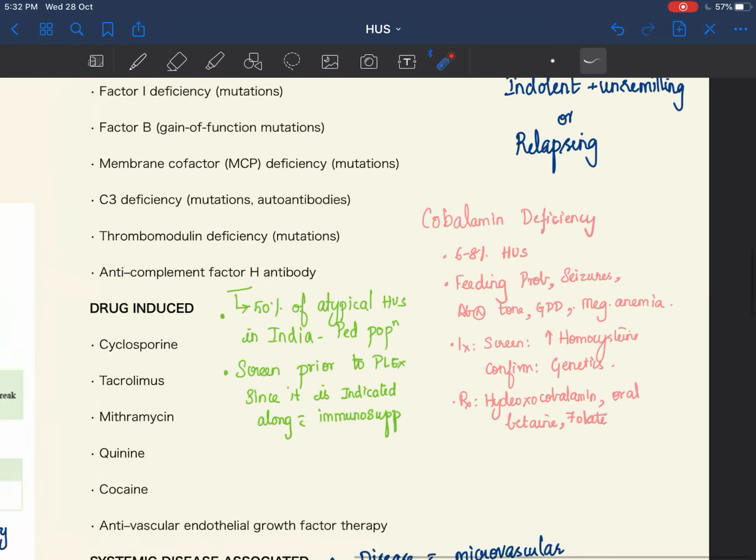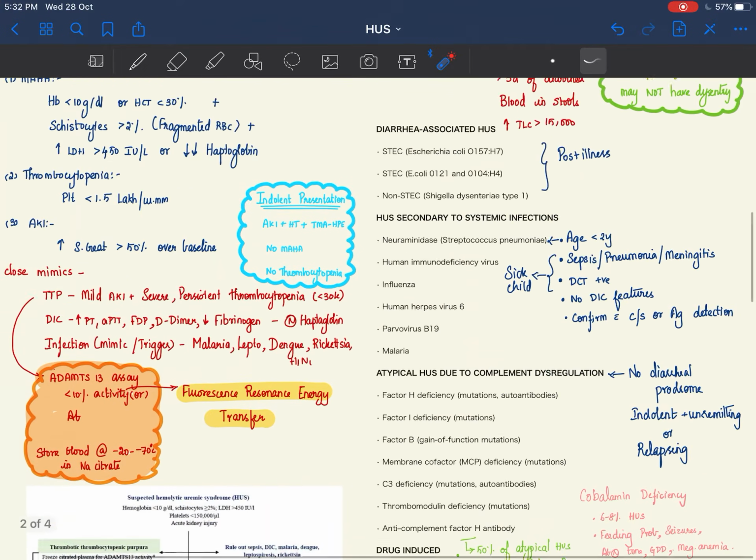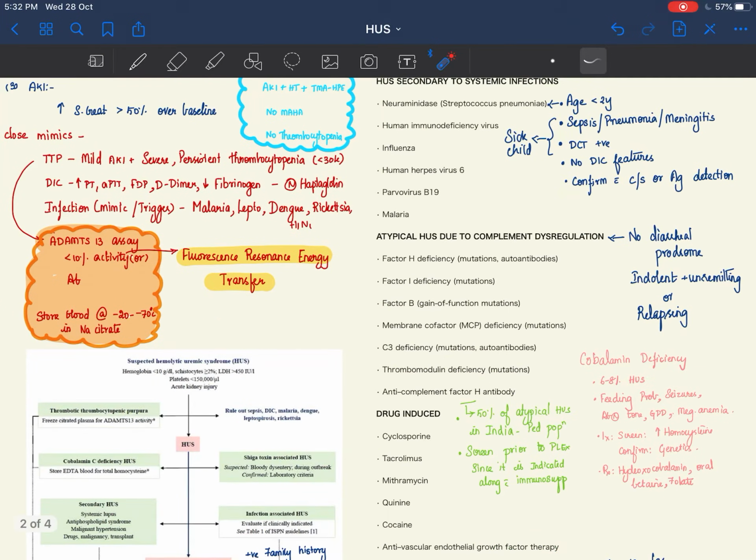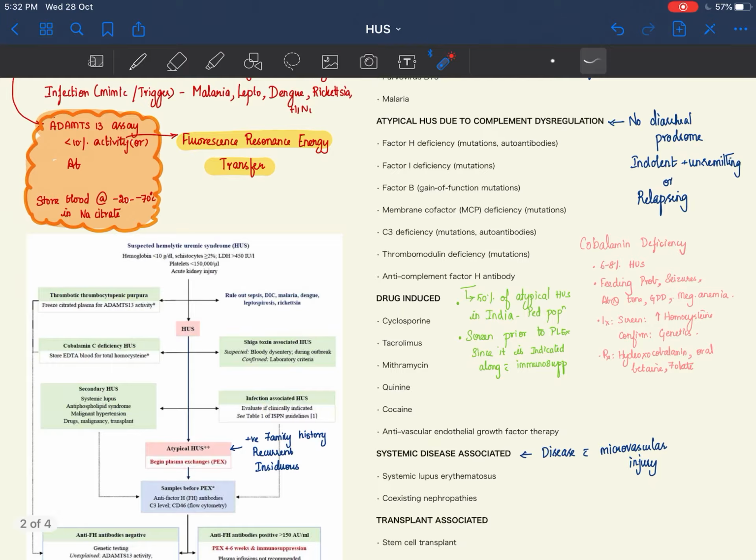So these are all the causes. So causes are your diarrhea associated HUS. In non-diarrheal systemic infections, give importance to neuraminidase streptococcus pneumonia, HIV, influenza. Then your drug induced, your systemic disease associated, transplant associated, and if nothing is there, then it is atypical HUS, or you can remember this classification.